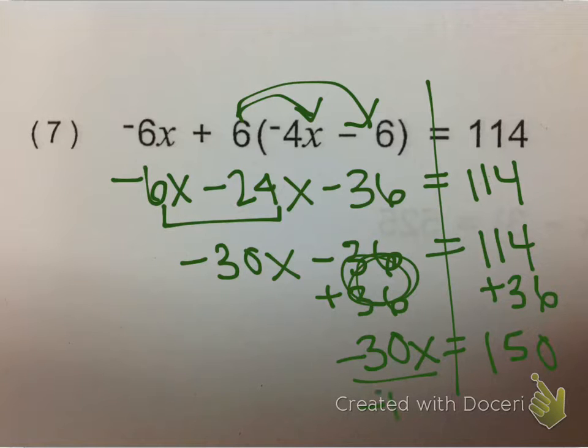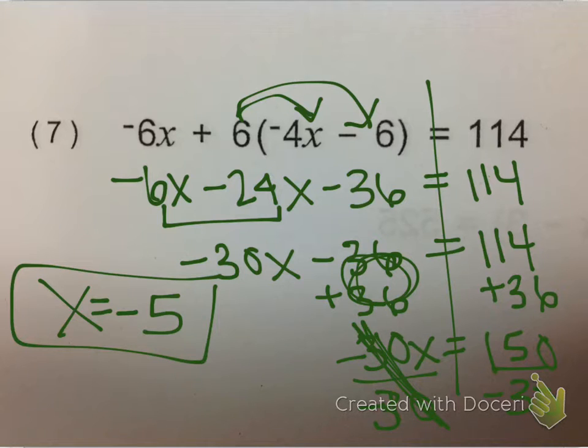150. Divide by negative 30 on both sides. Here's our 1. We got x equals negative 5. Yep, x equals negative 5.